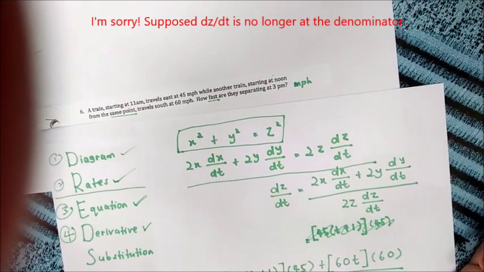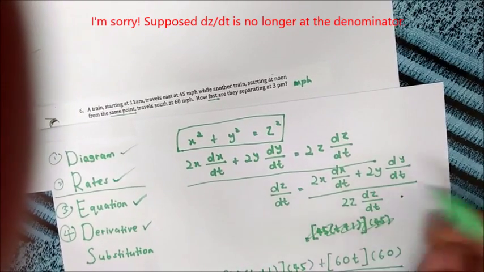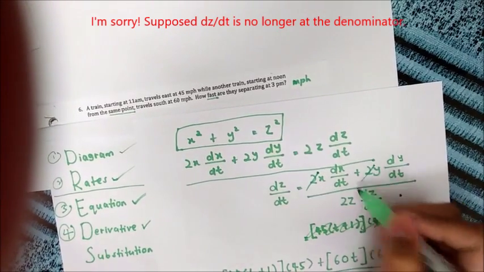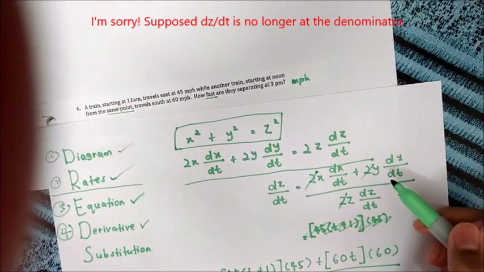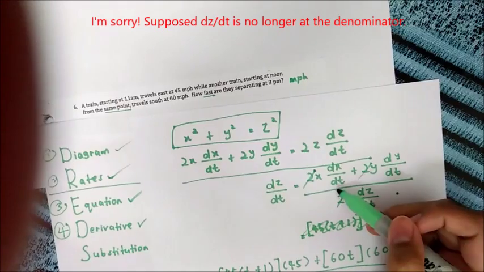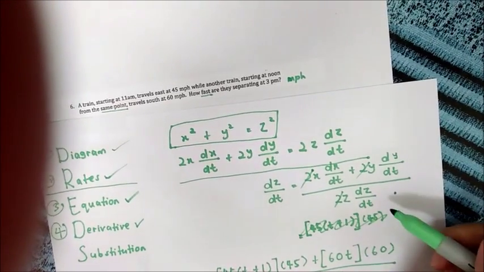And let's see what we have in common for this equation. So we have 2, right? We can cancel these 2 and make it a simpler equation. That is x dx over dt plus y dy over dt over z.